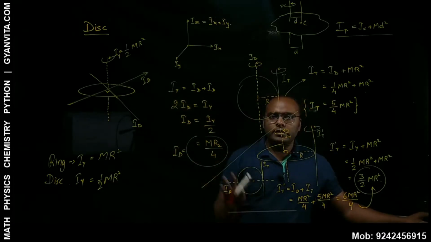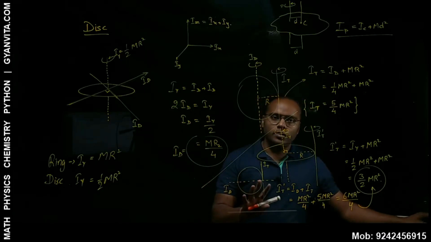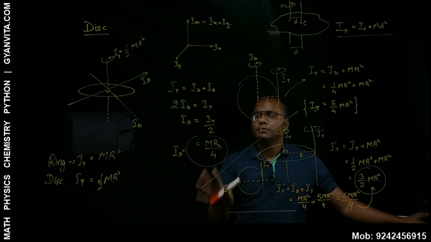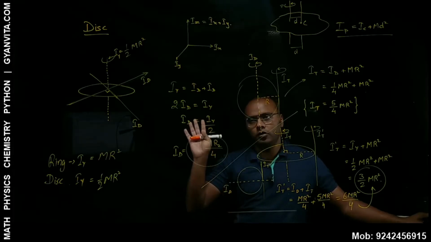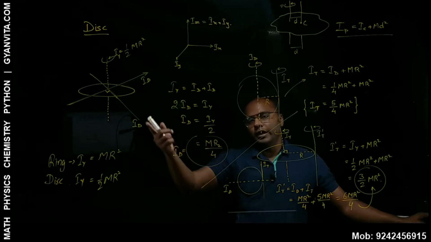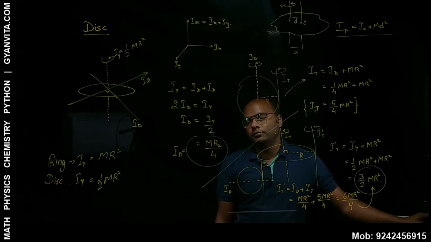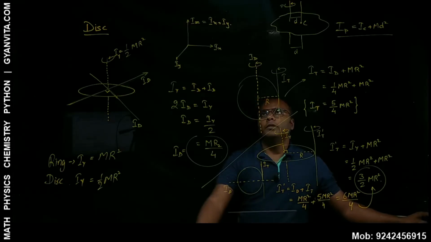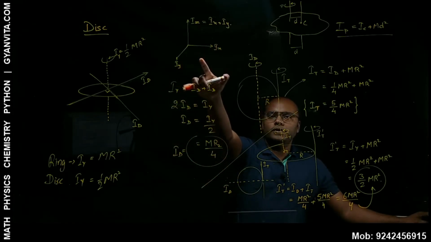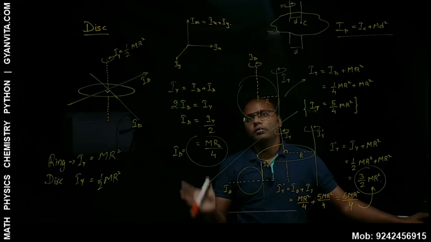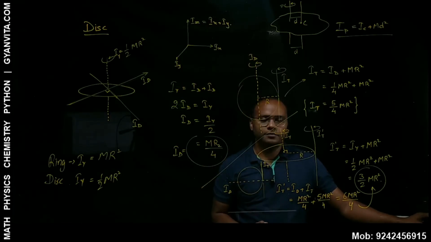Now we'll see some other shapes as well, and the derivation will be similar, it won't be different. The similar approach will be there. First you find the moment of inertia about the main axis, for which you may have to apply integration. After you get that, you have to apply either the perpendicular axis theorem or the parallel axis theorem to find the moment of inertia along different axes, right? Okay.